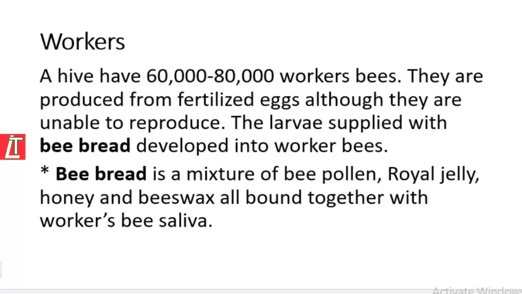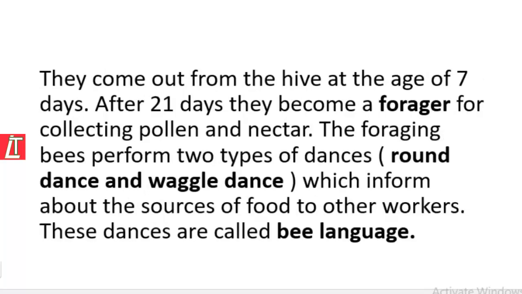Workers. A hive has 60,000 to 80,000 worker bees. They are produced from fertilized eggs, although they are unable to reproduce. The larvae supplied with bee bread develop into worker bees. Bee bread is a mixture of bee pollen, royal jelly, honey, and beeswax, all bound together with workers' saliva. They come out from the hive at the age of 7 days. After 21 days, they become foragers for collecting pollen and nectar.